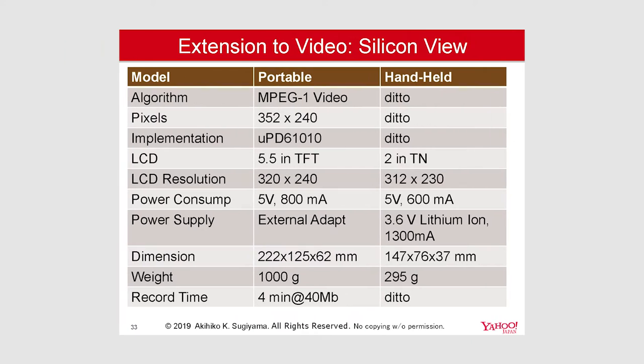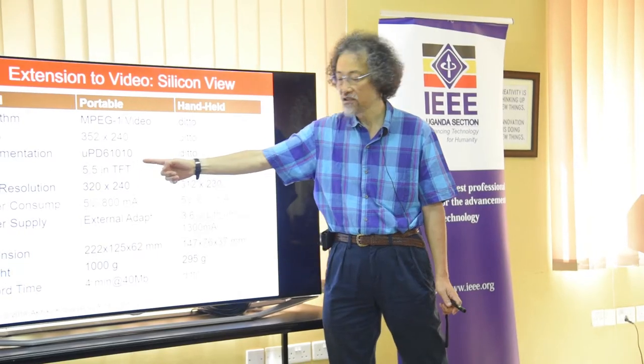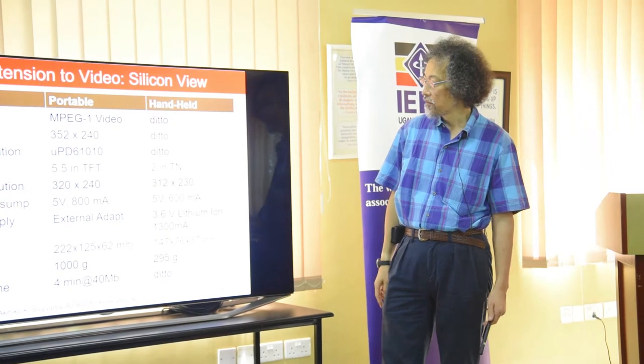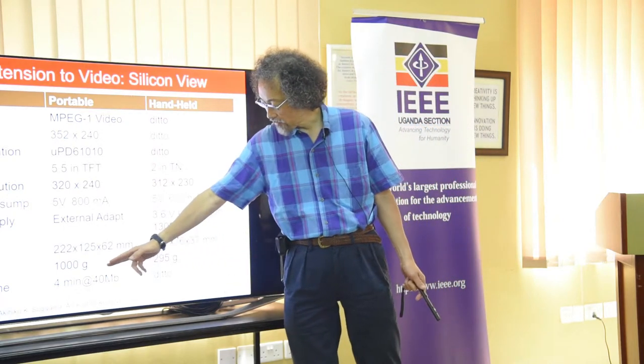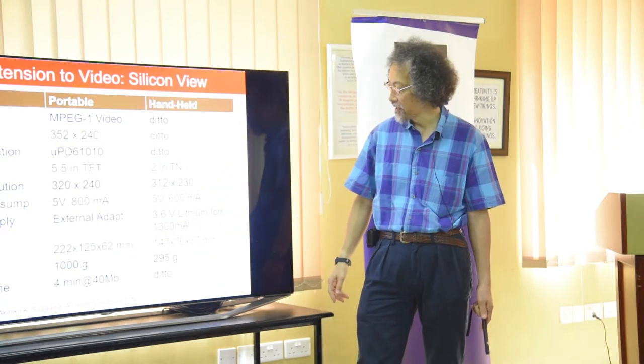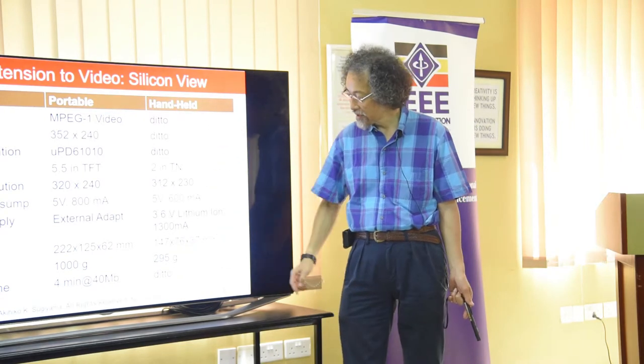Now, it is quite natural once you have implemented something for audio, you would like to extend it to video, right? We did it. We developed two models called the Silicon View for the video signal with audio. One is a portable model here, and the other one is a handheld model. The screen size is the main difference. In the handheld model, the screen size was about 2 inches. In the portable model, the screen size was about 5.5 inches. Because the portable model was much bigger, it weighed much heavier, about 1 kilo. Wow, that's very heavy. The handheld model was about 300 grams.